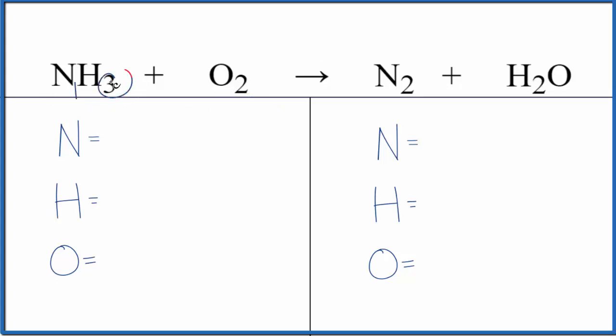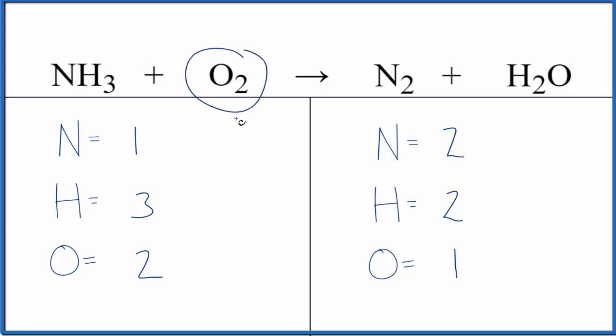1 nitrogen, 3 hydrogens, and 2 oxygens on the reactant side. On the product side, we have 2 nitrogens, 2 hydrogens, and 1 oxygen. Let's leave the oxygens till last. That's a good idea, especially when you have O2 by itself here. So why don't we balance the nitrogens?